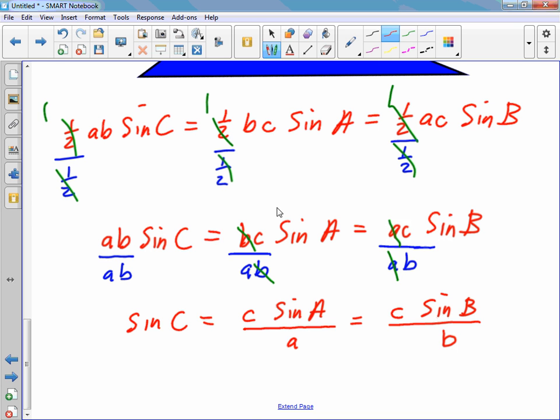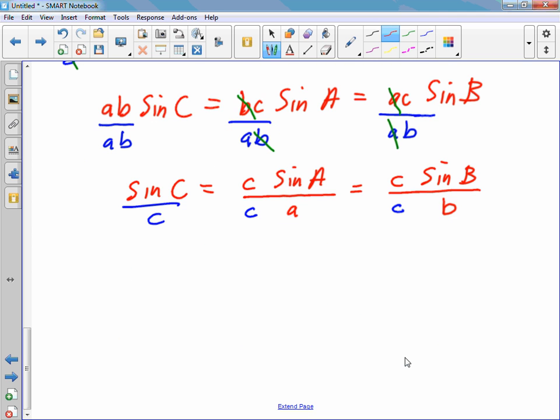No, A and B are good, actually. This is fine. Those nasty little C's are annoying. They're like that zit that won't go away just before your big date. Hate it when that happens. The worst. How can we get rid of the C? Yeah, divide by C, and divide by C. You're right. Okay, so now we have sine C over C equals sine A over A equals sine B over B.